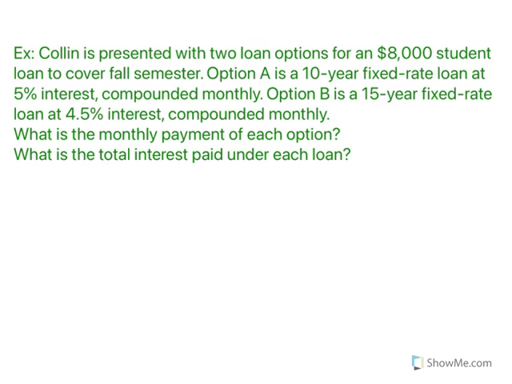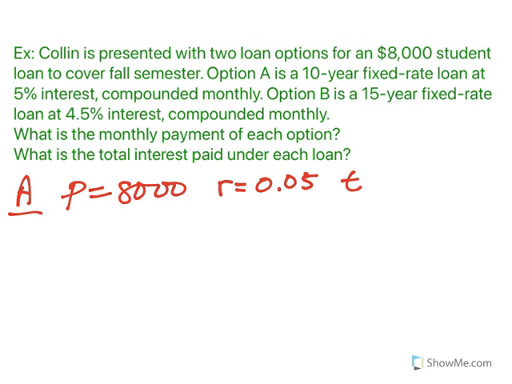So first, let's focus on option A. We know in option A, we're trying to find D. So the principal amount is $8,000. My interest rate is 5%, so as a decimal, it's 0.05, and our time is 10 years. So with that, we can plug this into our formula.